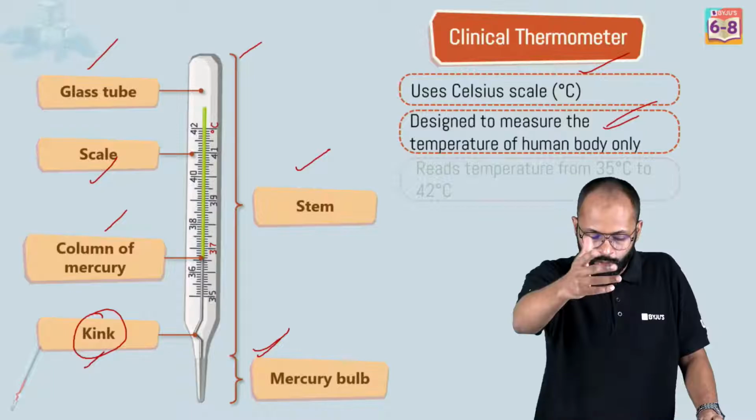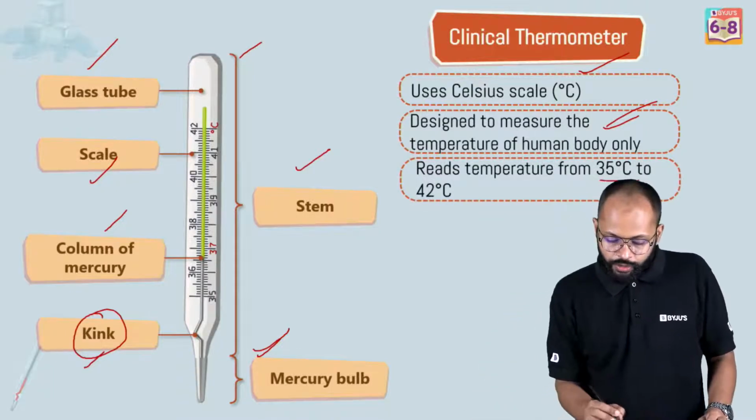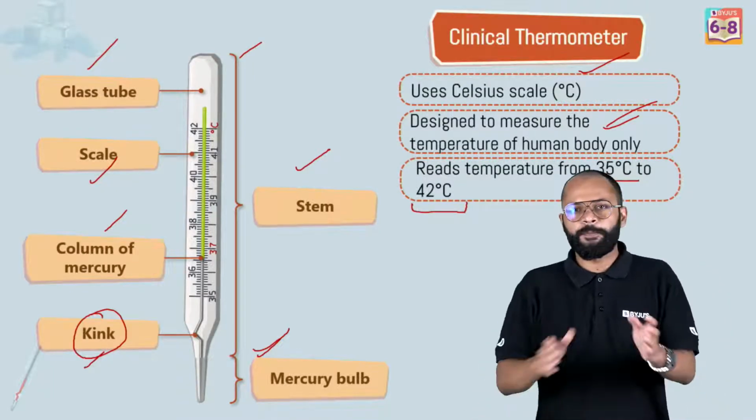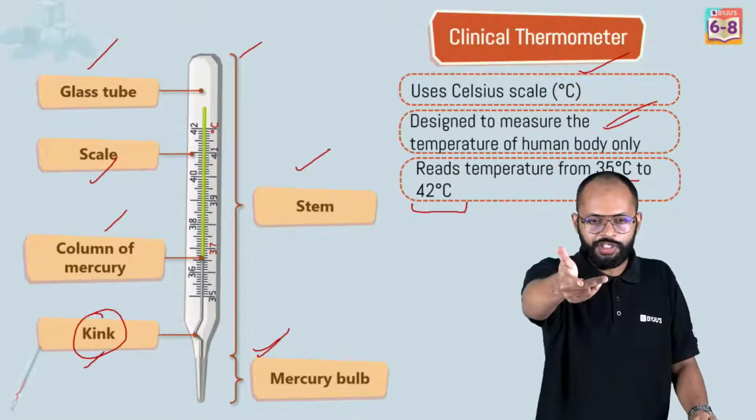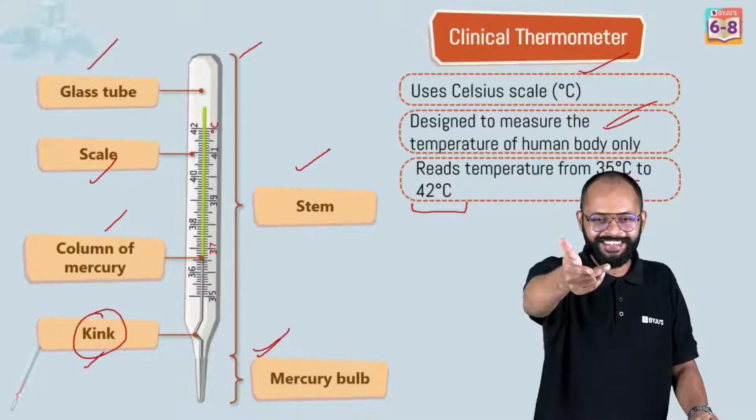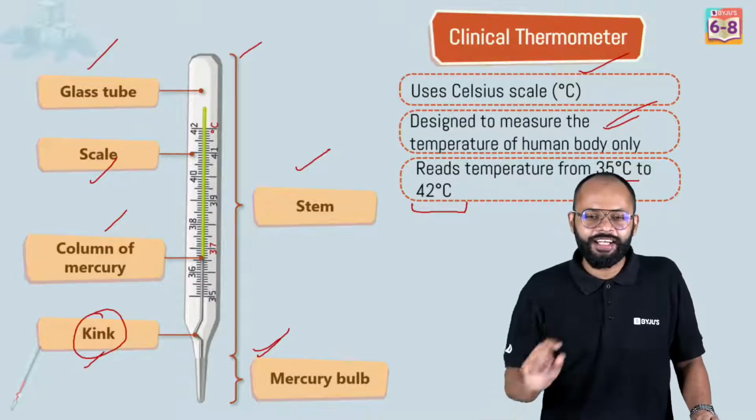Now there is one more. Don't worry, we'll talk about it. Reading goes from 35 to 42 degrees Celsius. See, the normal temperature of the human body is how much? How much? In Celsius. In Celsius.